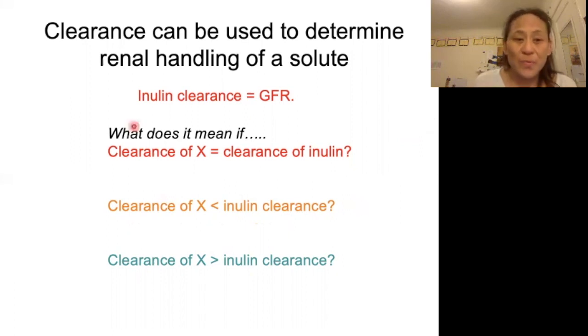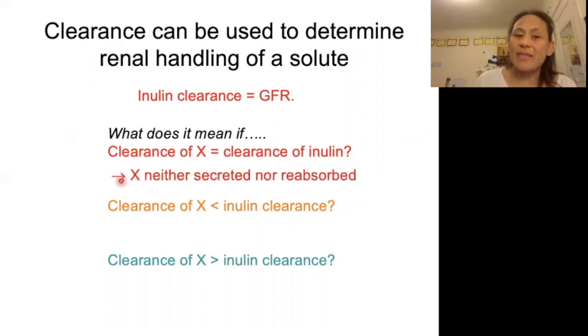Okay, so let's go through these one by one. So we already know if the clearance of X is equal to the clearance of inulin, then that's going to mean that X is neither secreted nor reabsorbed. Okay, so we already established that that's the case, that basically for substances that are neither secreted nor reabsorbed, their clearance is going to be equal to GFR, which is the same as the clearance of inulin.